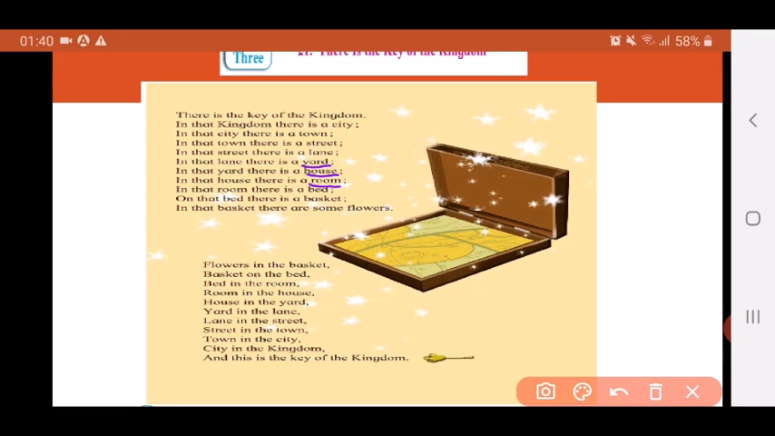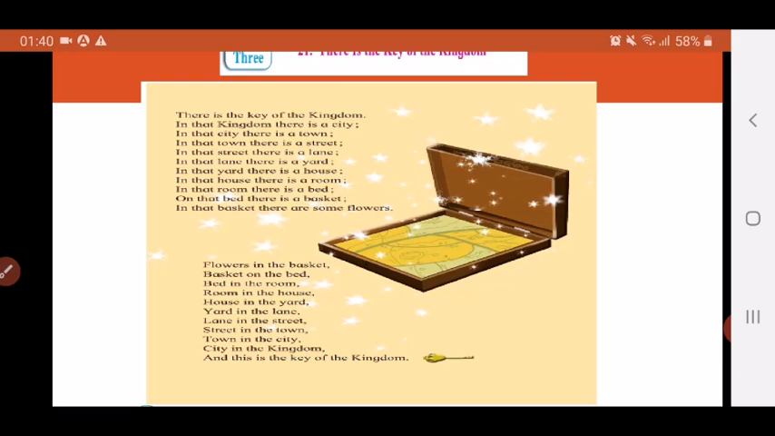Now next, what will come? In that room, what is there? There is a bed. Now what is on the bed? On that bed, there is a basket. And what's in the basket? In that basket, there are some flowers. So, from kingdom, we have come to the smallest thing, flowers. But all of these are in a sequence or a chain. They are all connected to each other.